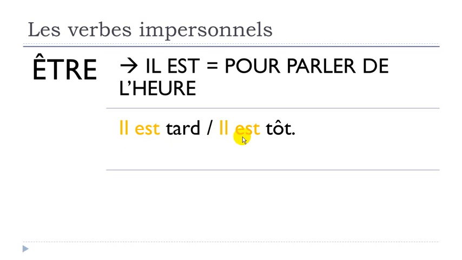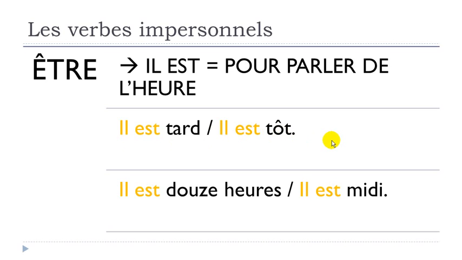And then il est tôt, it is early, okay? Same thing, that's the reason why we use this il form when we give the time, okay? Il est 12 heures, or then il est midi, 12 hours, okay? And then this midi, it's noon, okay? So, il est 12 heures, il est midi, all right?